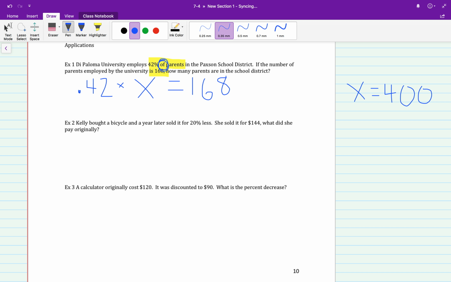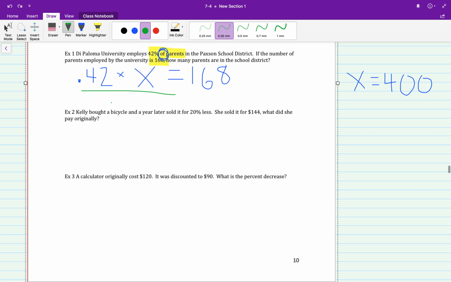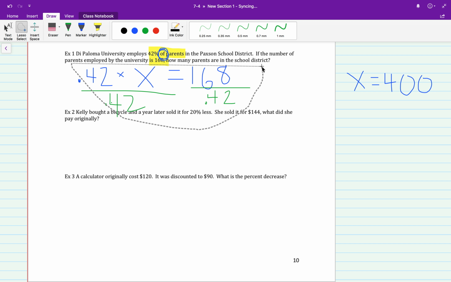So this is 42% or 0.42 or 42 hundredths times x. So I'm going to divide both sides by this 0.42. And I type that in my calculator, and that also comes out to be 400. So it gives me the same answer. Two methods, both of them work. We're going to see that two methods, again, can be used for the next problem.